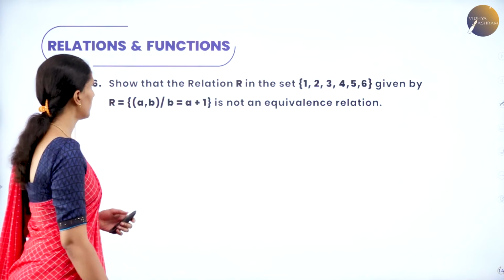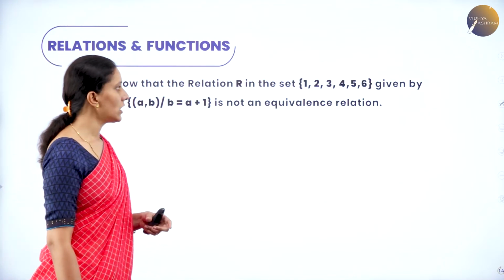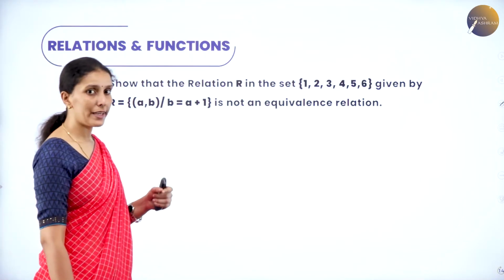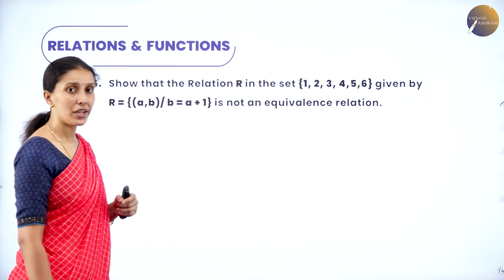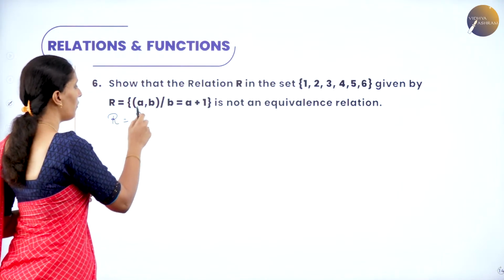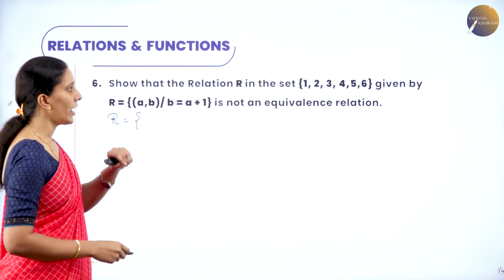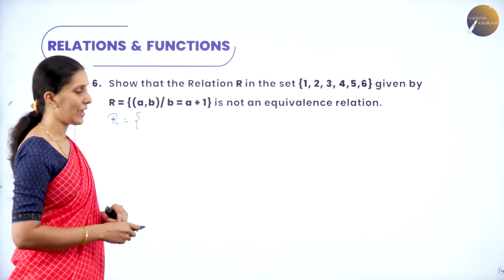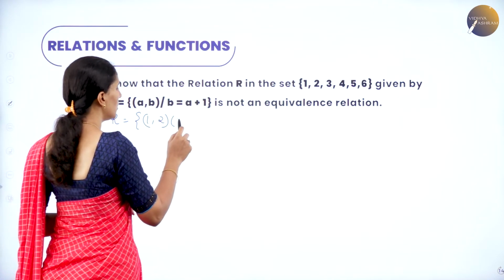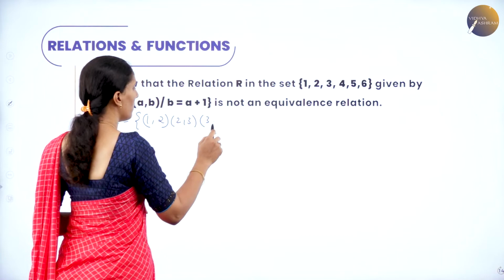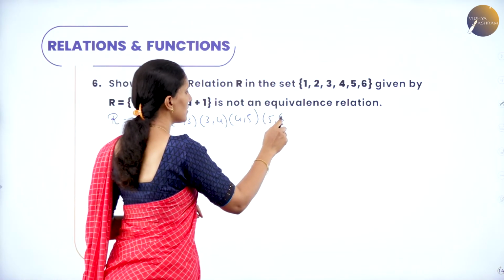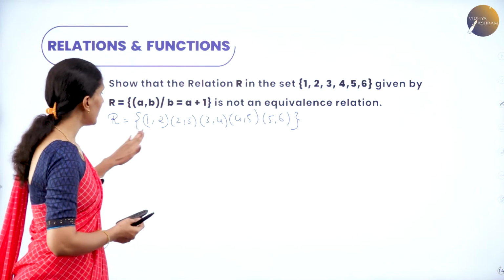Next question. Show that the relation R in the set {1, 2, 3, 4, 5, 6} given by (a, b) such that b = a + 1 is not an equivalence relation. So let us write the relation set here in the form of (a, b). Substitute a = 1, 2, 3, 4, 5, 6. So when you take a here, it is (1, 2), (2, 3), (3, 4), (4, 5), (5, 6).